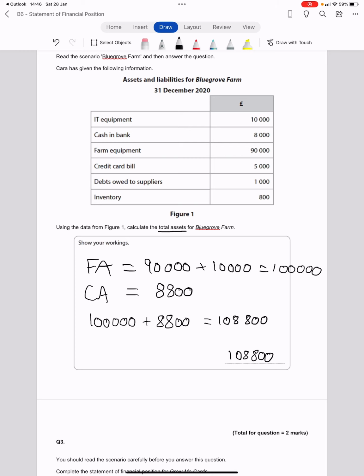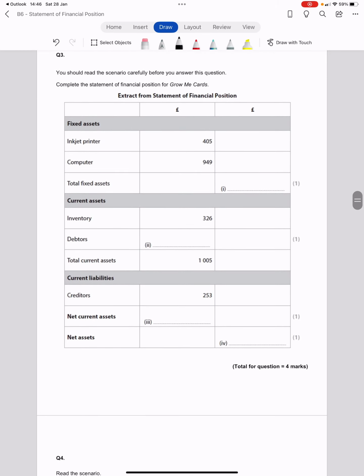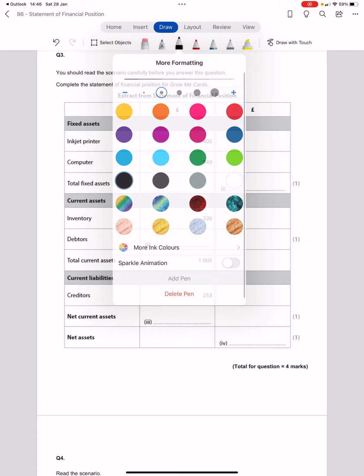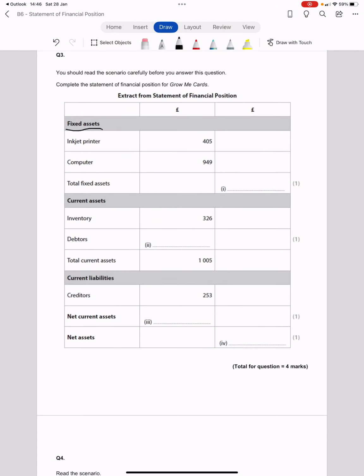So for the final one then, we're going to actually do a statement of financial position. The first thing we need to do is work out our fixed assets. We do that by just totaling up. You can see here, fixed assets is there. So we're trying to work out the total of all the different fixed assets that we have. We know that we've got £405 inkjet printer, and we're going to add on £949 for the computer, and that's going to give us total fixed assets of £1,354.